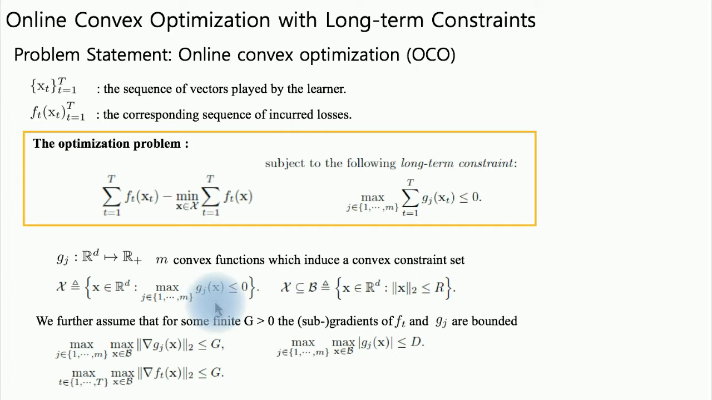They also assume that the set X is bounded so that it is included in some Euclidean ball B with a positive radius R. As is typically assumed in online learning, the functions ft and gj are taken to be Lipschitz continuous, and we further assume that the subgradients of ft and gj are bounded by some finite G. Finally, they assume that there exists a finite value such that the constraint functions are bounded over the domain.